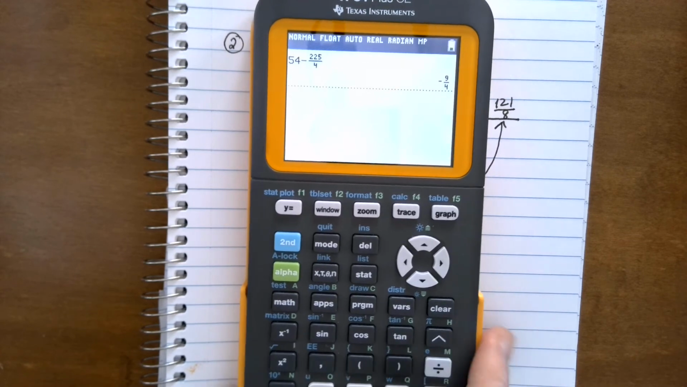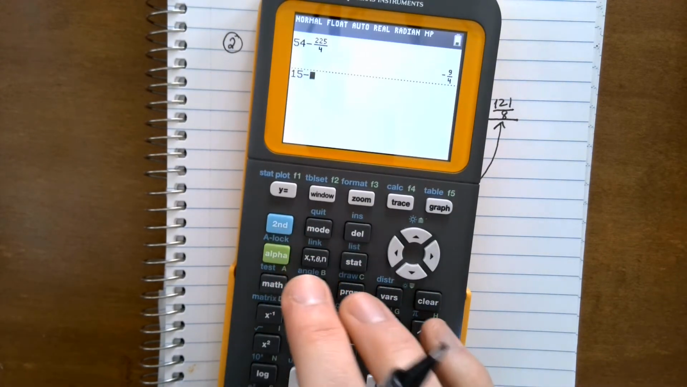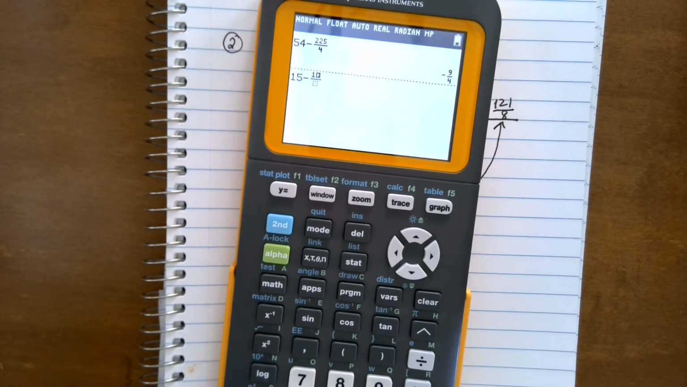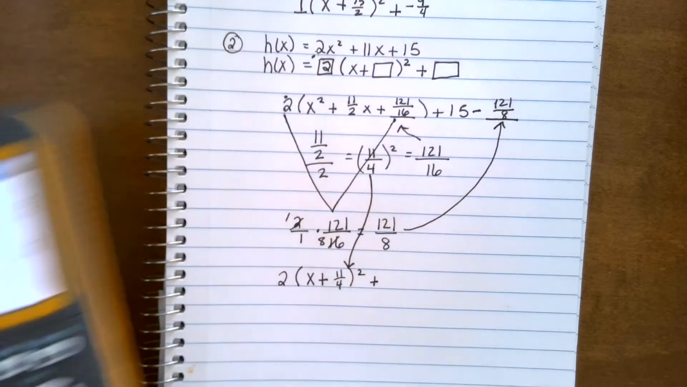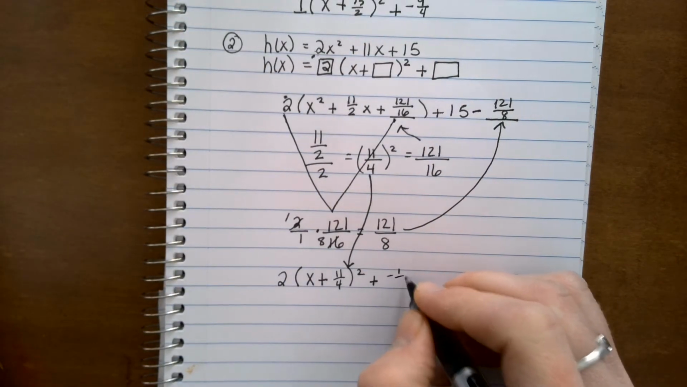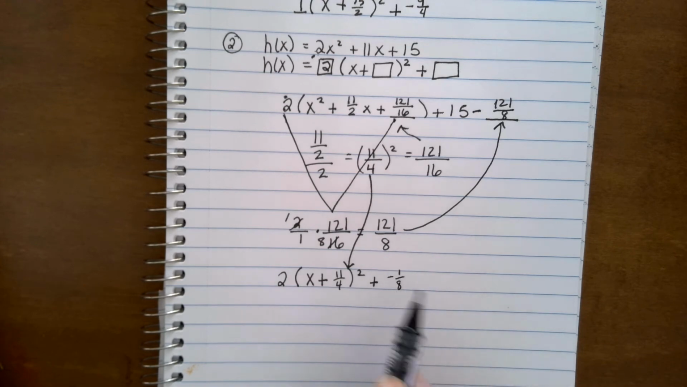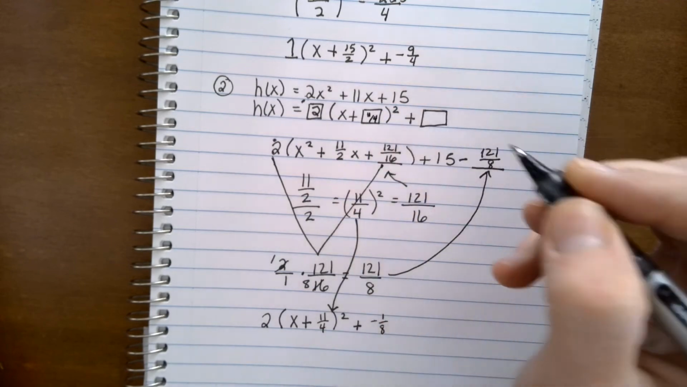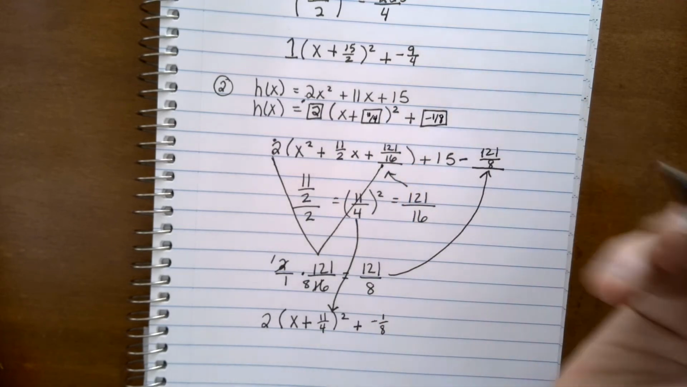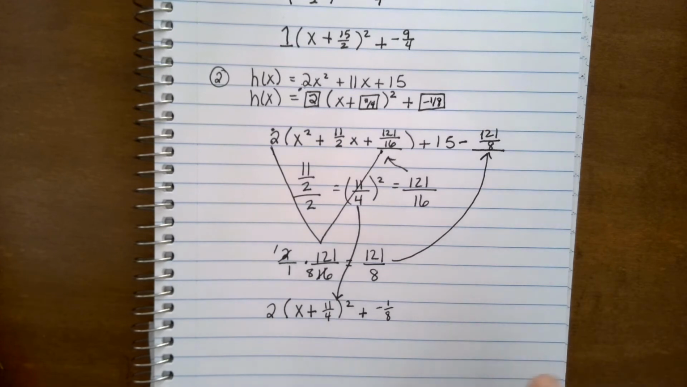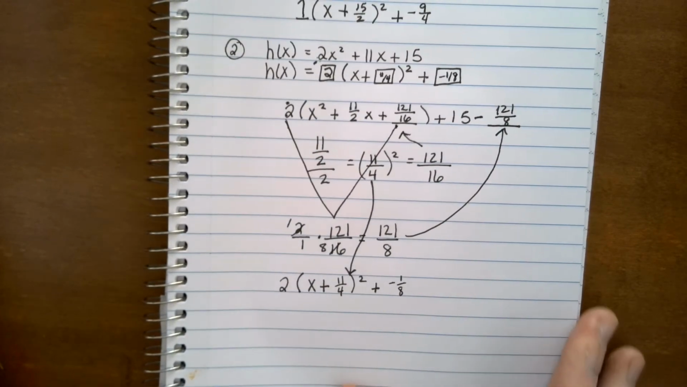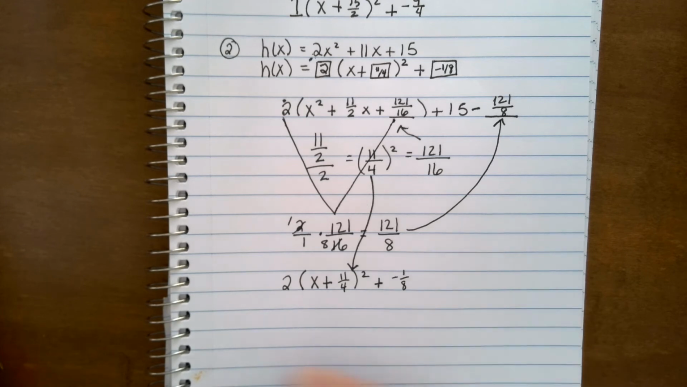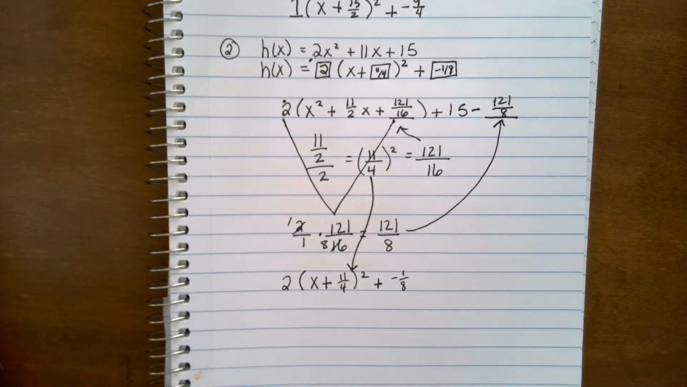So 15 minus 121 over 8 gives us negative 1/8. So negative 1/8. All right, so what goes in the box then? The 2 goes in the first box, 11/4 goes in the second box, and negative 1/8 goes in the third box. So if you're a little bit worried about this concept, don't worry. This is the trickiest concept that we will cover from here on out. So if you can get past this, then the rest of it will be a lot easier.